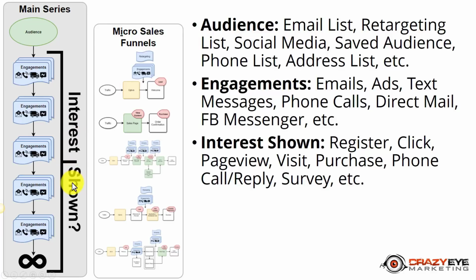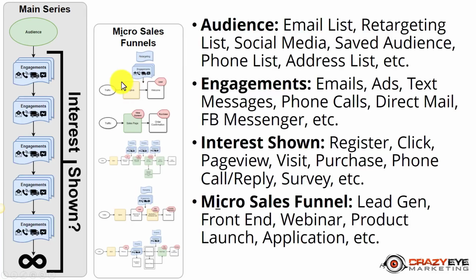And a few ways people can show interest in things is if they register for them, they click a link, they view a page, they actually visit your store, they buy something, they call you, they reply to an email, they fill out a survey, etc. There are many ways to see if somebody is interested in what you're offering. And once we know what somebody is interested in, we place them in a micro sales funnel.